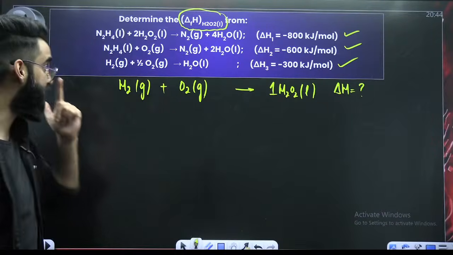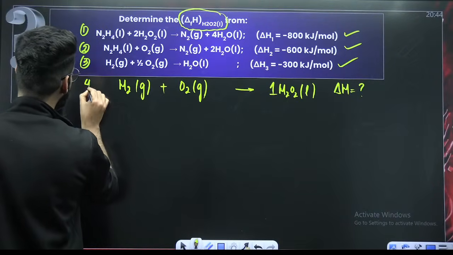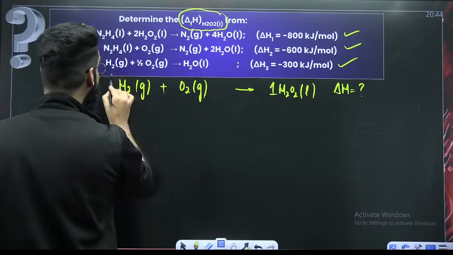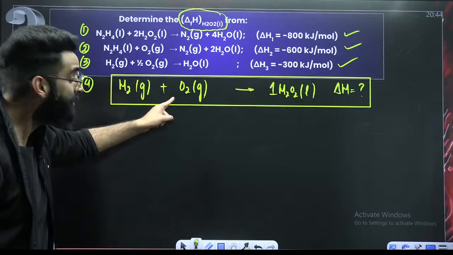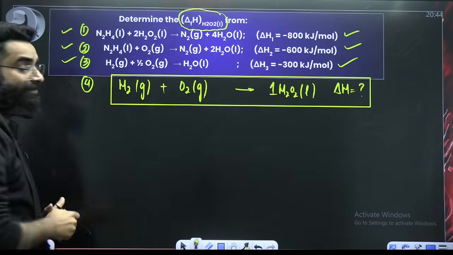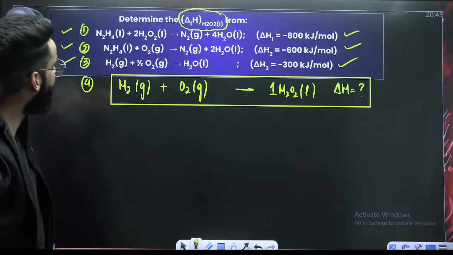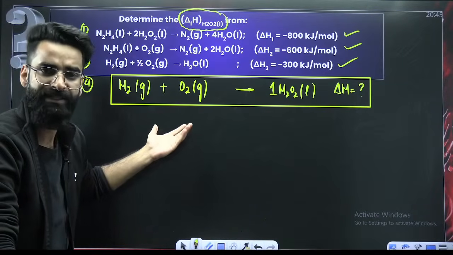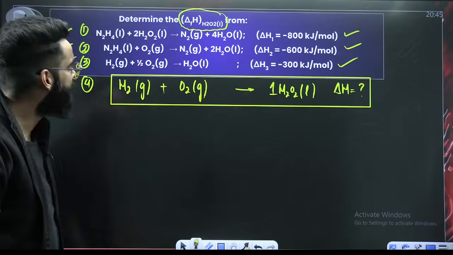Now guys, try to understand. Call this equation 1, call this 2, call this 3, call this 4. Can I say I need to make the fourth reaction out of the given reactions? Now, how will I make this particular reaction out of the given reactions? I have to do some algorithm here. Okay, so what do I do?